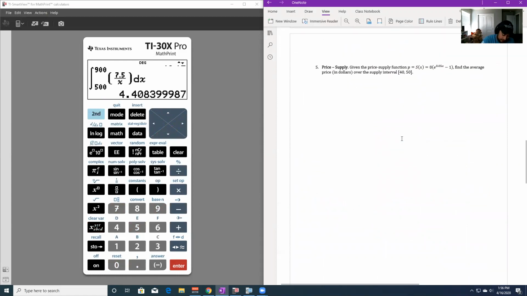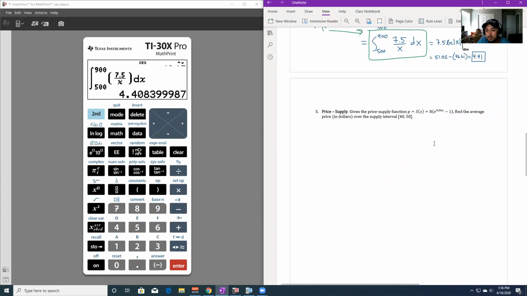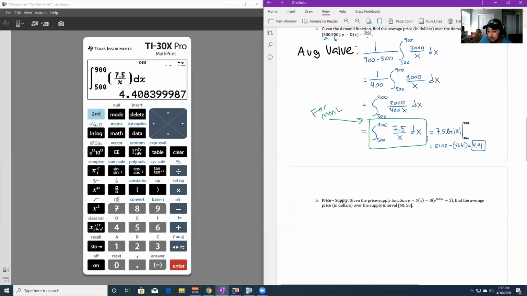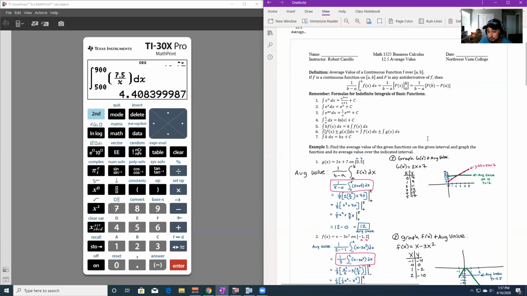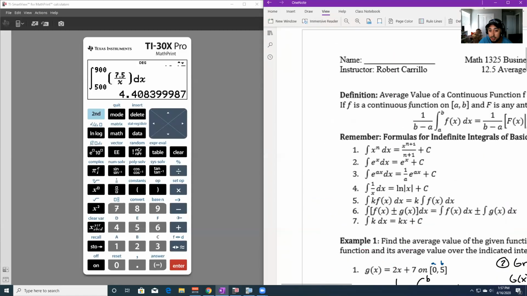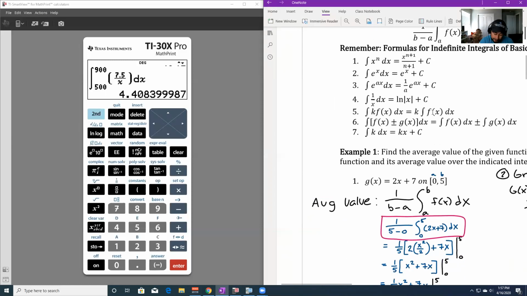Okay, on to number 5. Price supply. Given the price supply function, P equals S of X equals 8 times e to the 0.05x minus 1, find the average price in dollars over the supply interval 40 to 50. Okay, remember that special integral formula I talked about? Well, we're going to use it here. So we are going to use number 3 for this one.